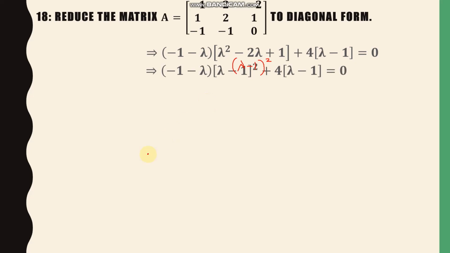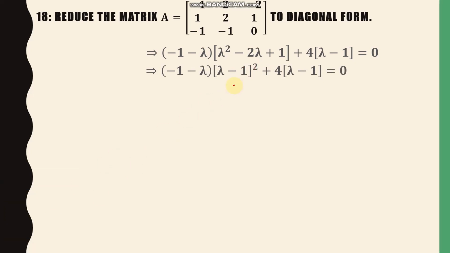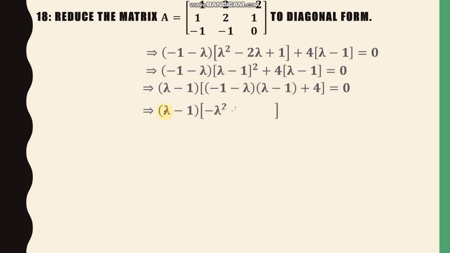So (1 minus lambda) times (lambda minus 1) squared plus 4 times (lambda minus 1). So take out (lambda minus 1) outside; lambda minus 1 can be taken out as common. So inside we are left with -(lambda minus 1) plus 4. Okay, now just solve it. It will become minus lambda squared plus 1 plus 4. So we get minus lambda squared plus 5 equal to 0. So we get 3 eigenvalues from here.